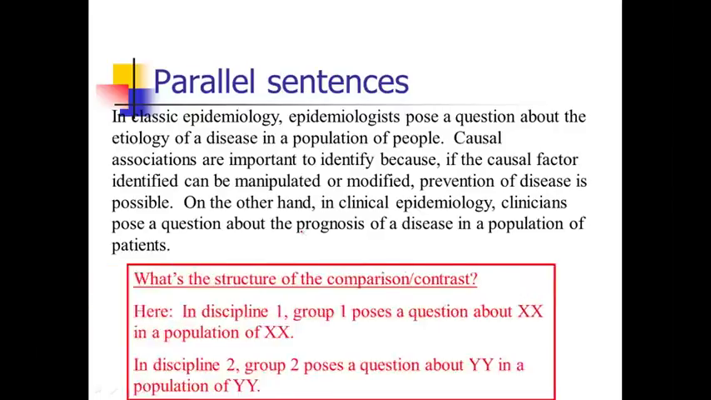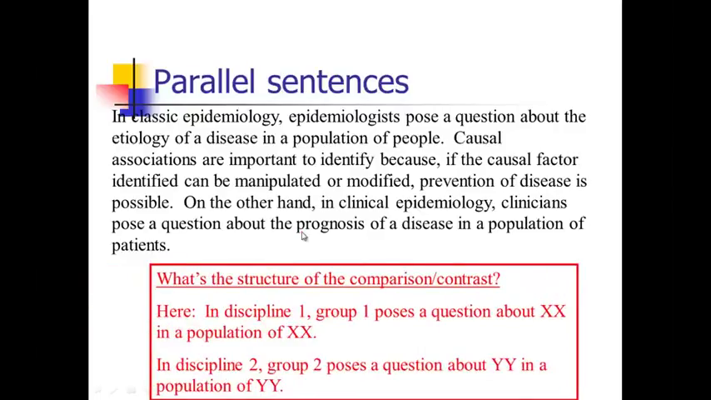They say, in classic epidemiology, epidemiologists, that's the group, pose a question about etiology in a population of people, a general population. Okay? So we get this: in discipline 1, group 1 poses a question about etiology in a particular population. And then we get all this intervening stuff, which for now I'm going to ignore. And then we get this transition, on the other hand.